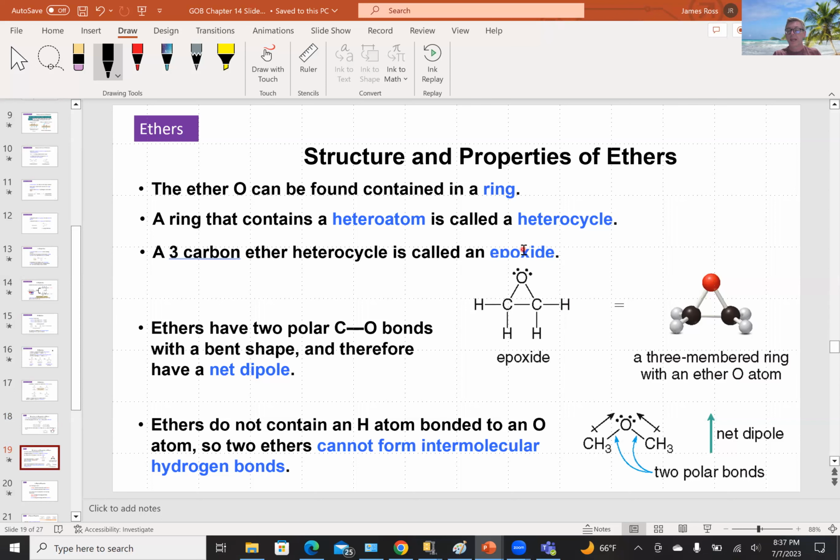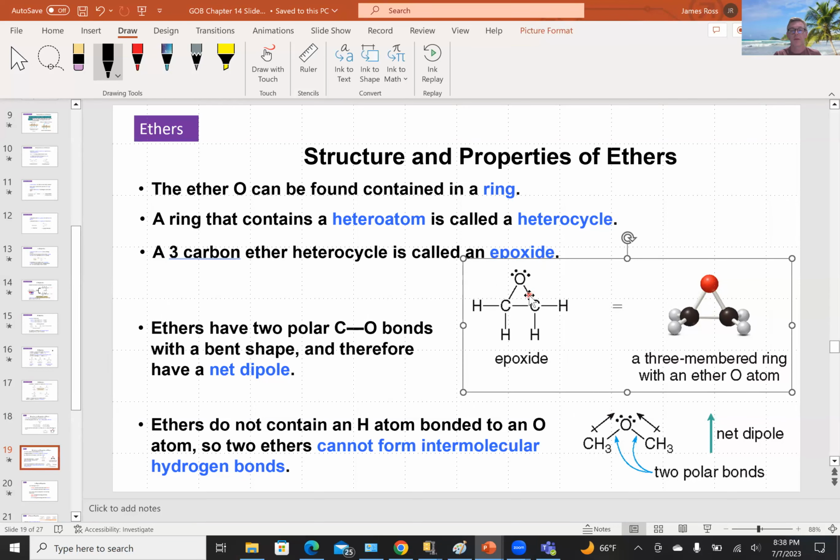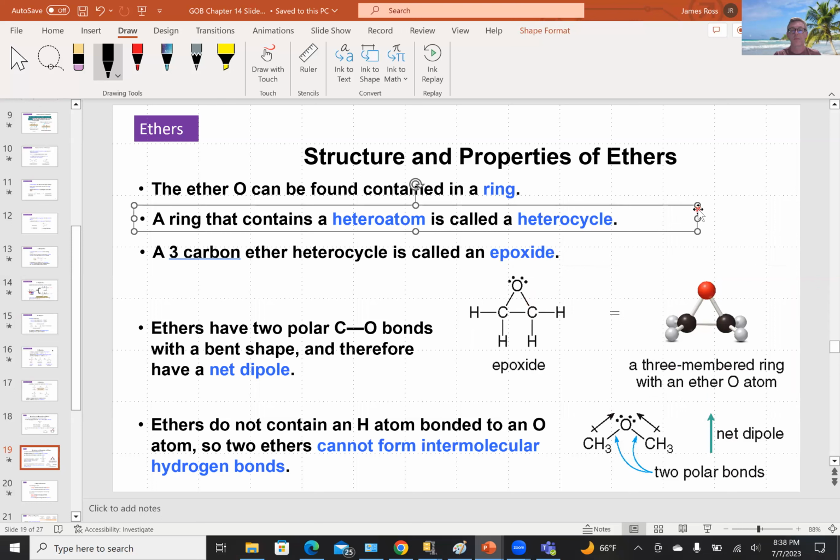We can have acyclic ethers. We can also have cyclic ethers. Cyclic ethers are also labeled epoxides. So here's an example of a cyclic ether, again, labeled an epoxide.